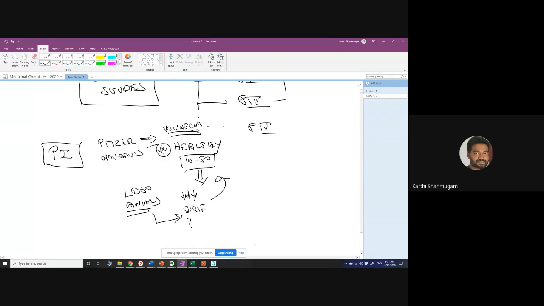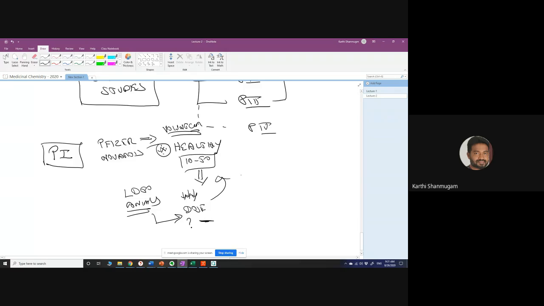We have some procedure for translating the animal dose to human dose. There are a lot of formulas involved. So they know what's the maximum upper limit we can go for in humans. But they won't initially go for that upper limit. They start with a very minimum concentration of the drug molecule.